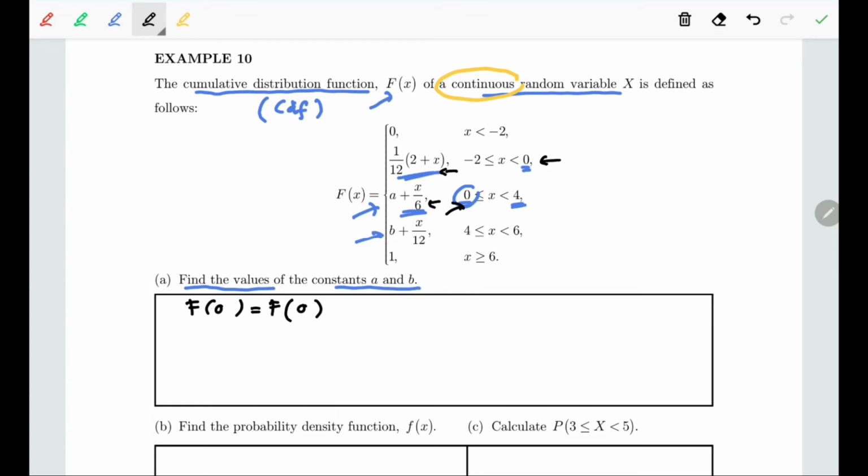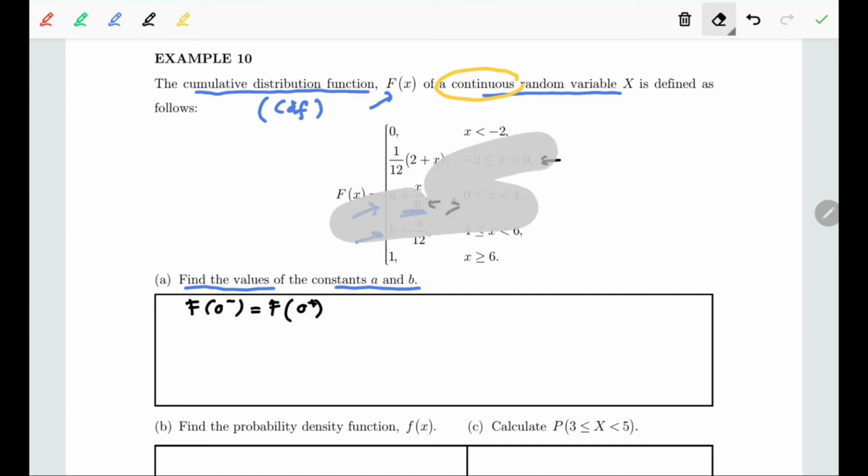To differentiate between these two substitutions, I'm going to write a negative sign to represent the left side and a positive sign to represent the right side. So f(0) negative means 0 is substituted into the function for the left side, and f(0) positive means 0 is substituted into the function on the right side. So for f(0) from the left side, we're going to substitute.